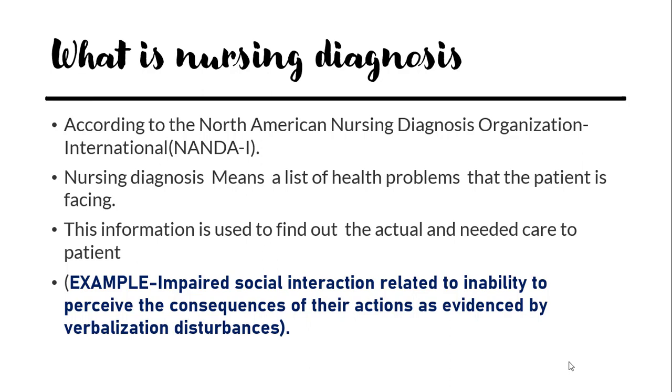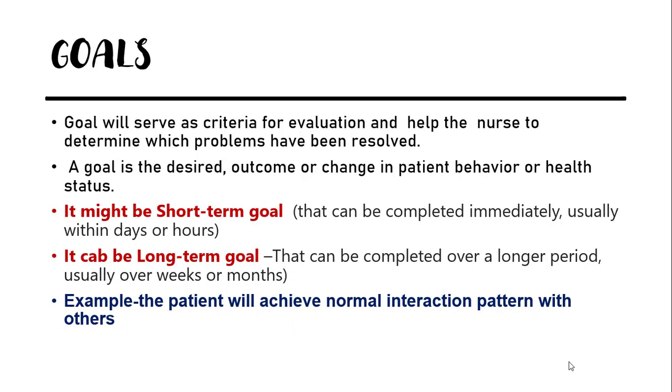So the problem you have to write, the reason you have to write, and on what basis you are saying impaired social interaction. These are the three points you have to specify properly while writing a nursing diagnosis. So that is the second column of the nursing care plan, and we are going to the next column, that is goal.